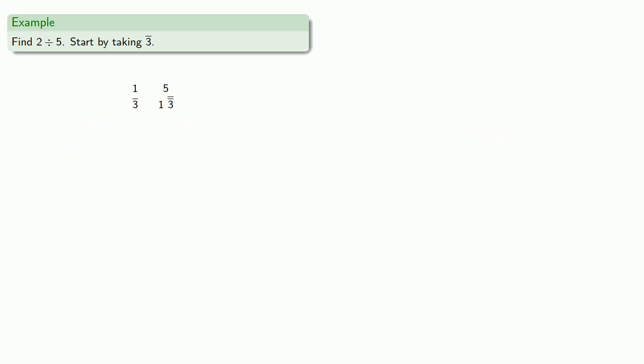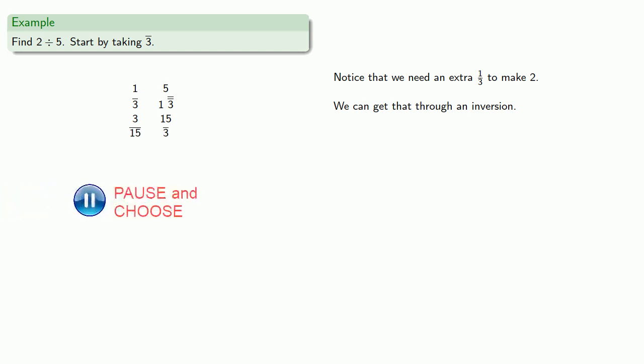Now, notice that at this point we have 1 and 2 thirds, and so we need an extra 1 third to make 2, and we can get that through an inversion. So we'll find 3 fives, that's 15, and if we invert it, that's 1/15 gives us our 1/3, and so we select our pieces, and we find our quotient, a third, and a 15th.